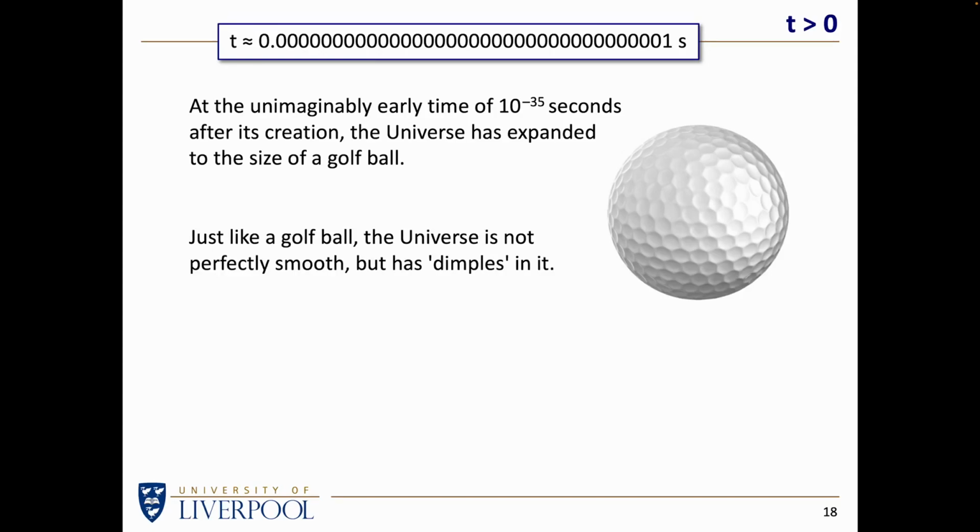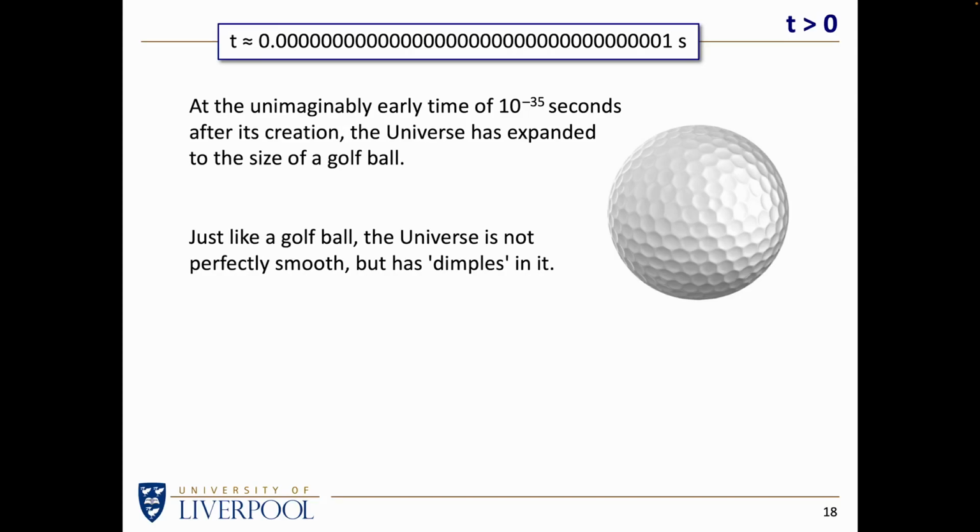Well, okay, not dimples in the same sense that a golf ball has dimples on the surface, but the universe does have small variations of density and temperature across its volume. So we can think of them as dimples, but remember, it's not an exact analogy. But there are small variations in density as the universe is expanding.